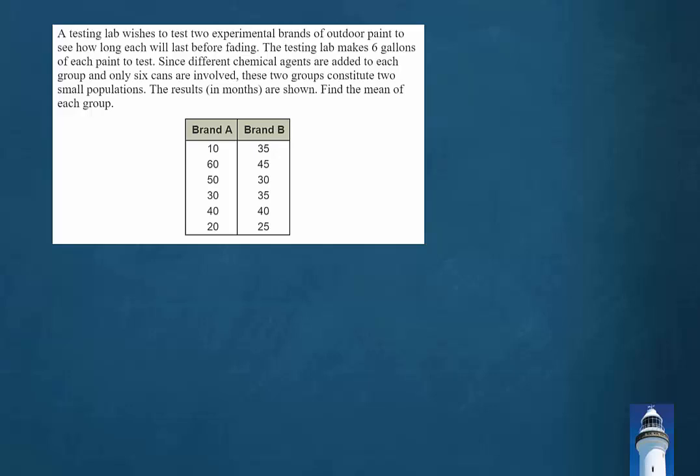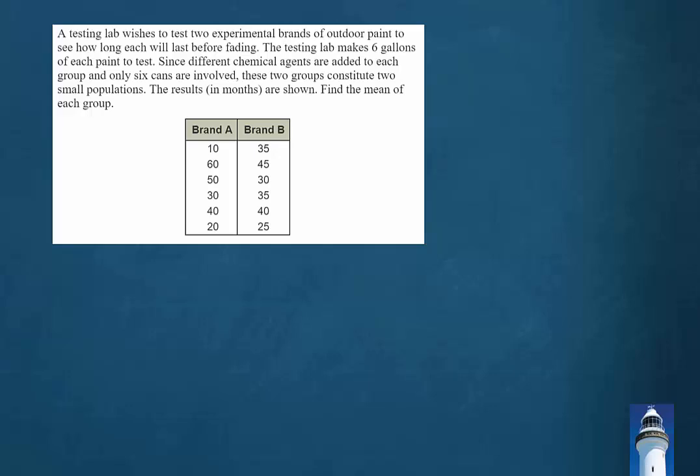A testing lab wishes to test 2 experimental brands of outdoor paint to see how long each will last before fading. The testing lab makes 6 gallons of each paint to test. Since different chemical agents are added to each group and only 6 cans are involved, these 2 groups constitute 2 small populations. The results in months are shown.